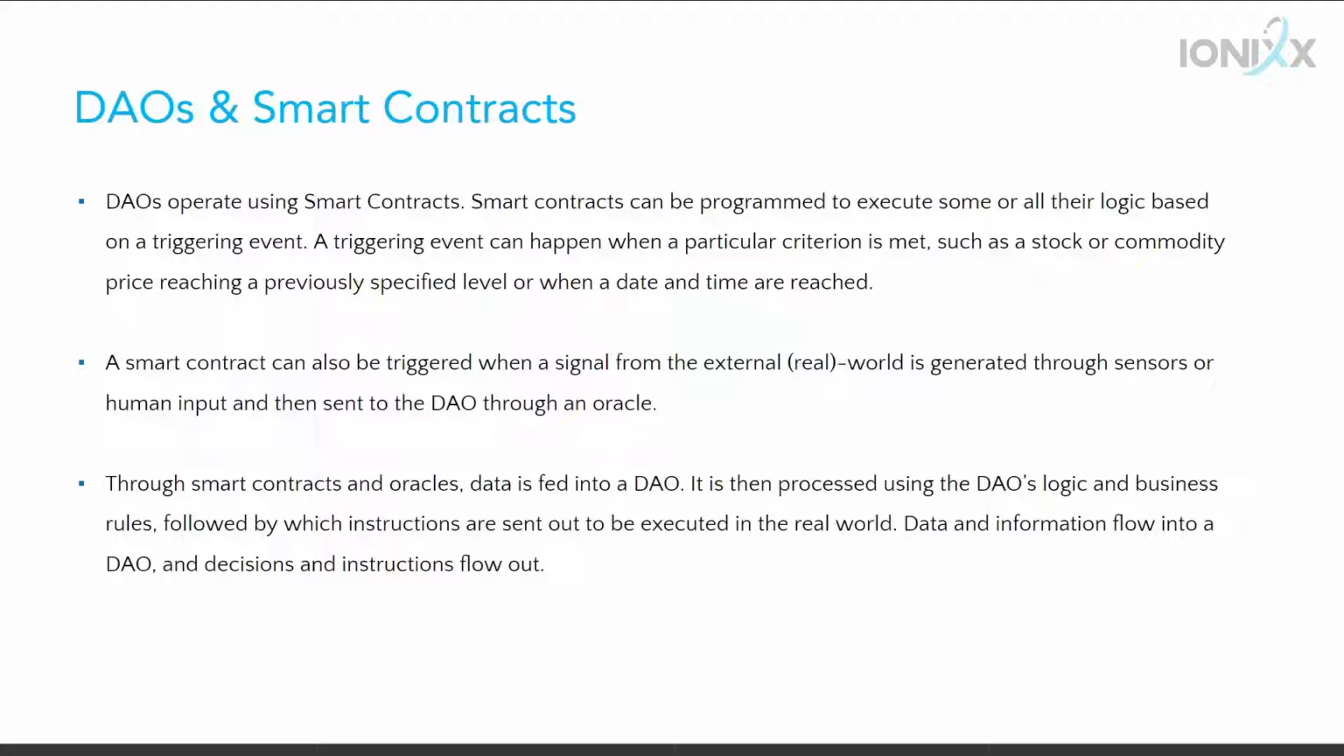Through smart contracts and oracles, data is fed into a DAO. It is then processed using a DAO's logic and business rules, after which instructions are sent out to be executed in the real world. It's the same thing as a board of directors getting a certain input, crunching some logic, and then producing a certain output. The output is in the form of instructions on what to do next. The same thing happens in a DAO, where data and information flow into a DAO, and decisions and instructions flow out of a DAO.